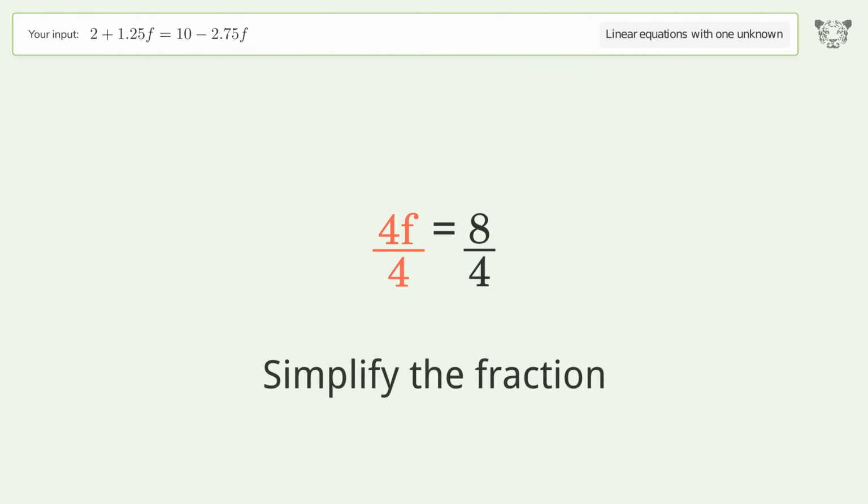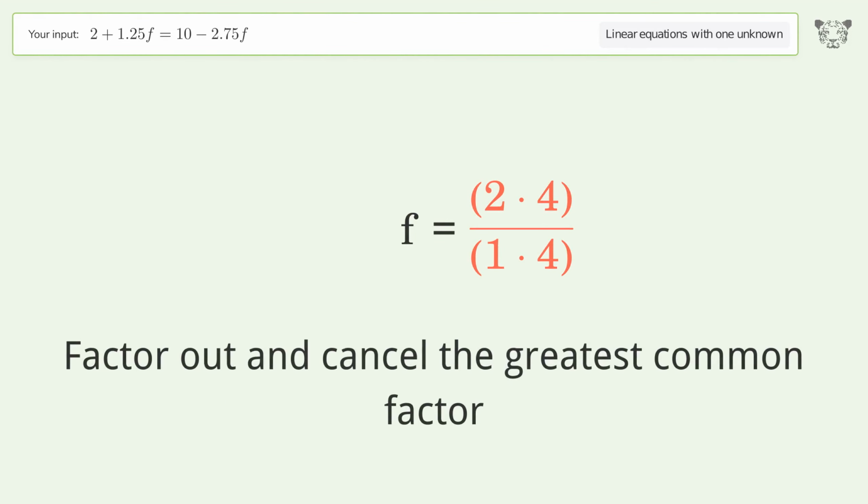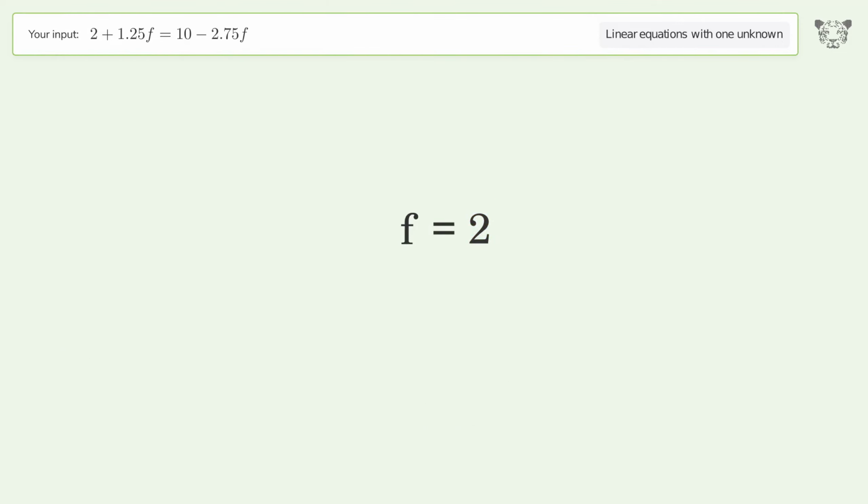Simplify the fraction. Find the greatest common factor of the numerator and denominator. Factor out and cancel the greatest common factor. And so the final result is f equals 2.